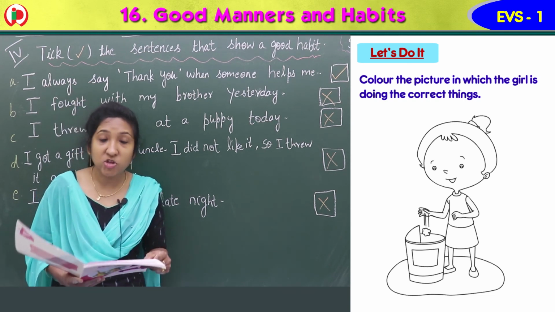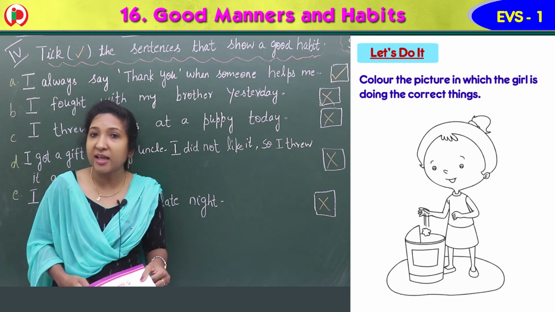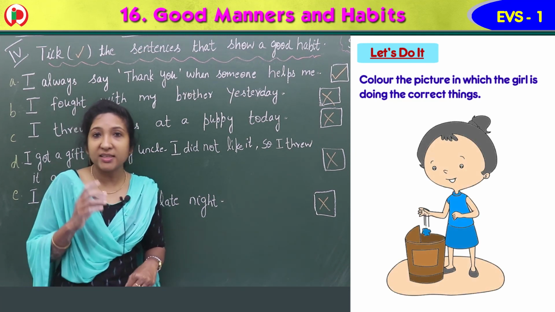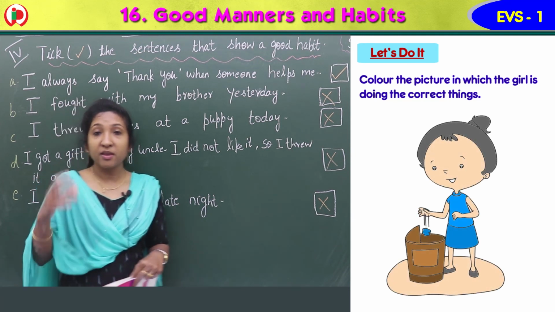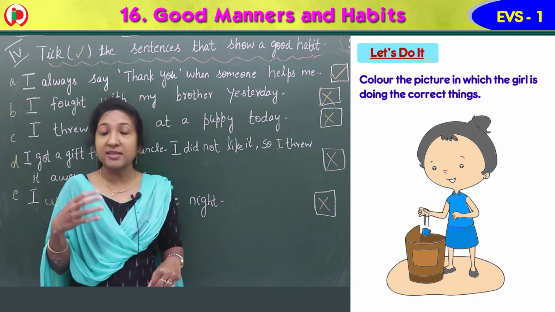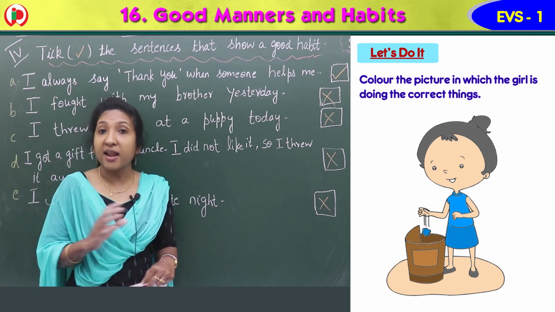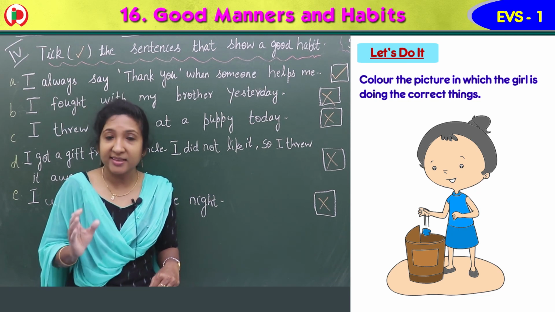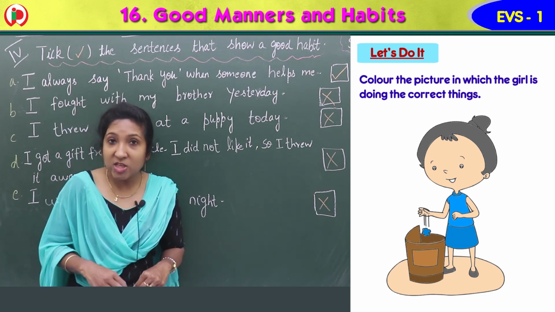Okay, so color the picture in which the girl is doing the correct thing. So you have to color that picture. Isn't it? Okay? You can use color pencils, different color pencils, and color it very neatly and nicely. Okay? So do it, children.